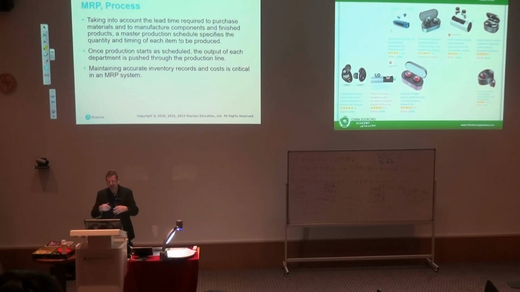So taking into account the lead time required to purchase materials and manufacture components, okay, the master production schedule specifies the quantity and timing of each item to be produced. Okay? Once production starts as scheduled, the output of each department is pushed through the production line.